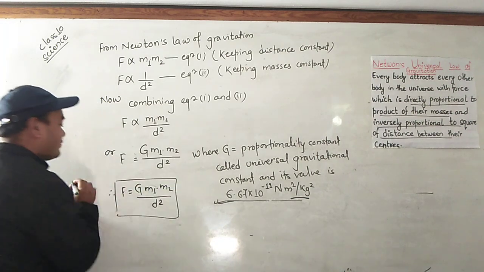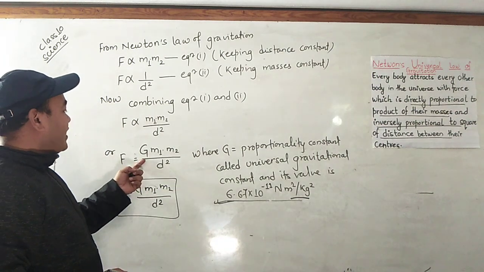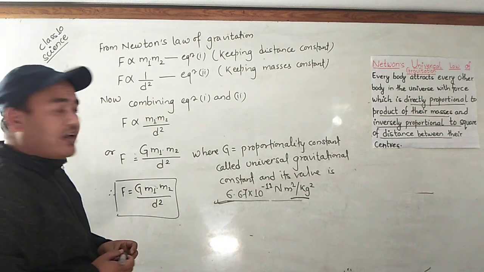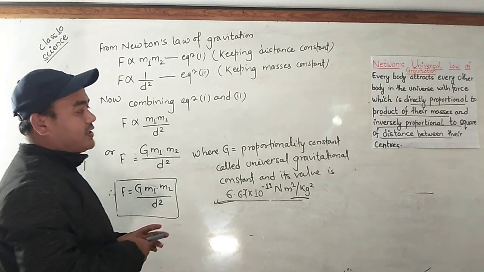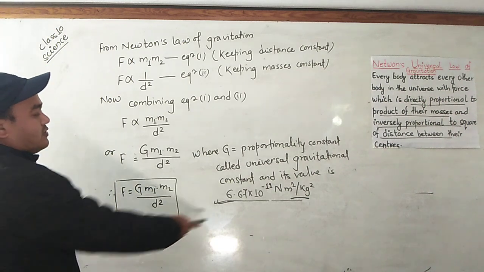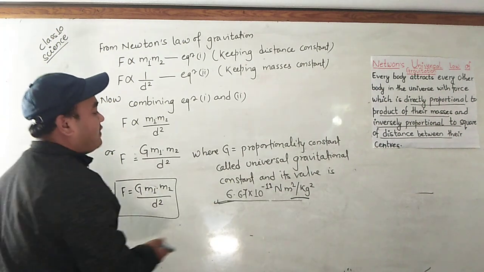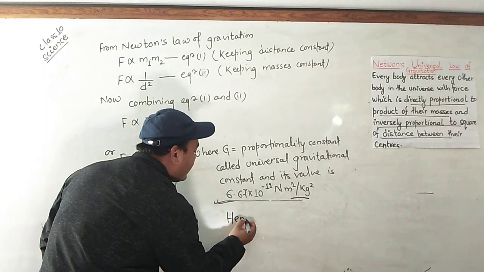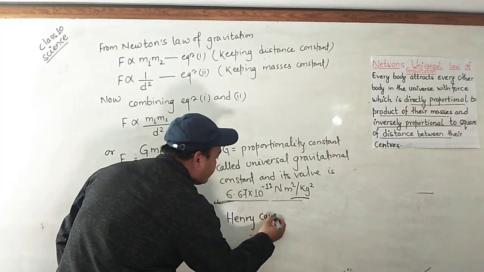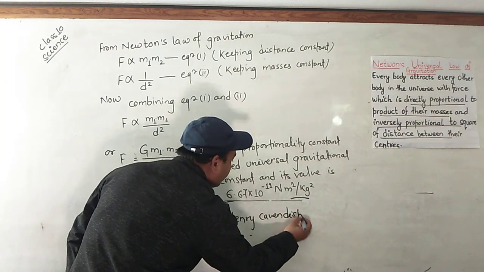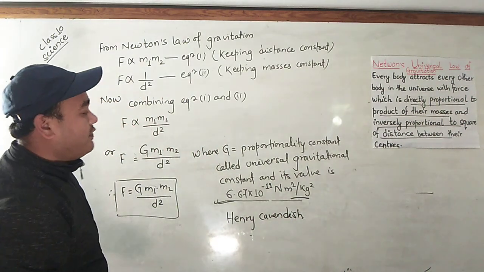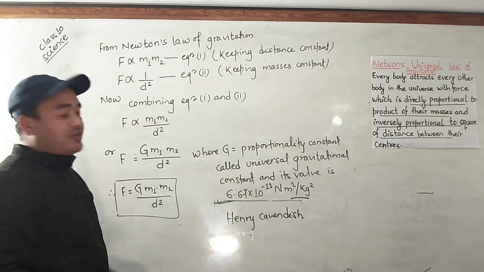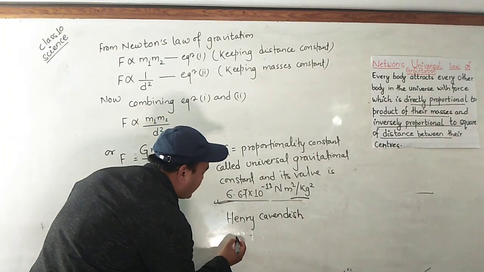Now how do we define this capital G? We have named it the universal gravitational constant, and we also write its value, and this value was determined by the scientist Henry Cavendish by using a very sensitive balance, and that balance we call a torsion balance.